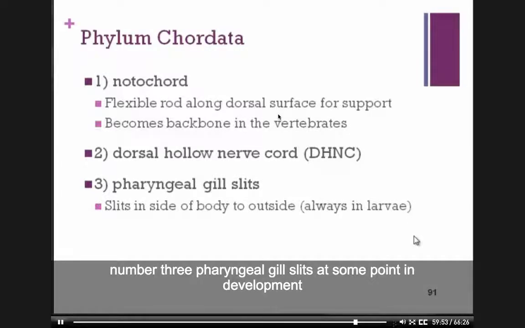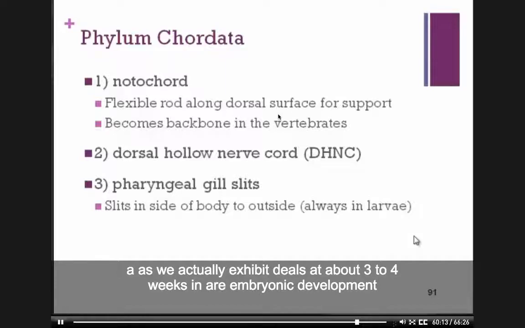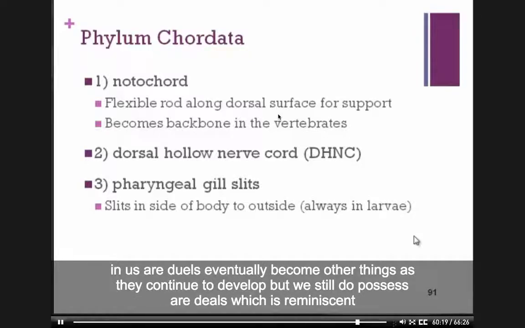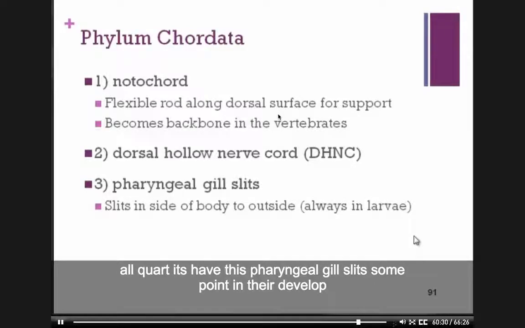Number 3, pharyngeal gill slits. At some point in development, all chordates exhibit pharyngeal gill slits. That is, we have gills. In the case of fish, as those organisms further develop, those gills become true gills, right? But in us, we actually exhibit gills at about 3 to 4 weeks in embryonic development. In us, our gills eventually become other things as they continue to develop, but we still do possess gills, which is reminiscent of our invertebrate ancestry. All chordates have this pharyngeal gill slit at some point in their development.